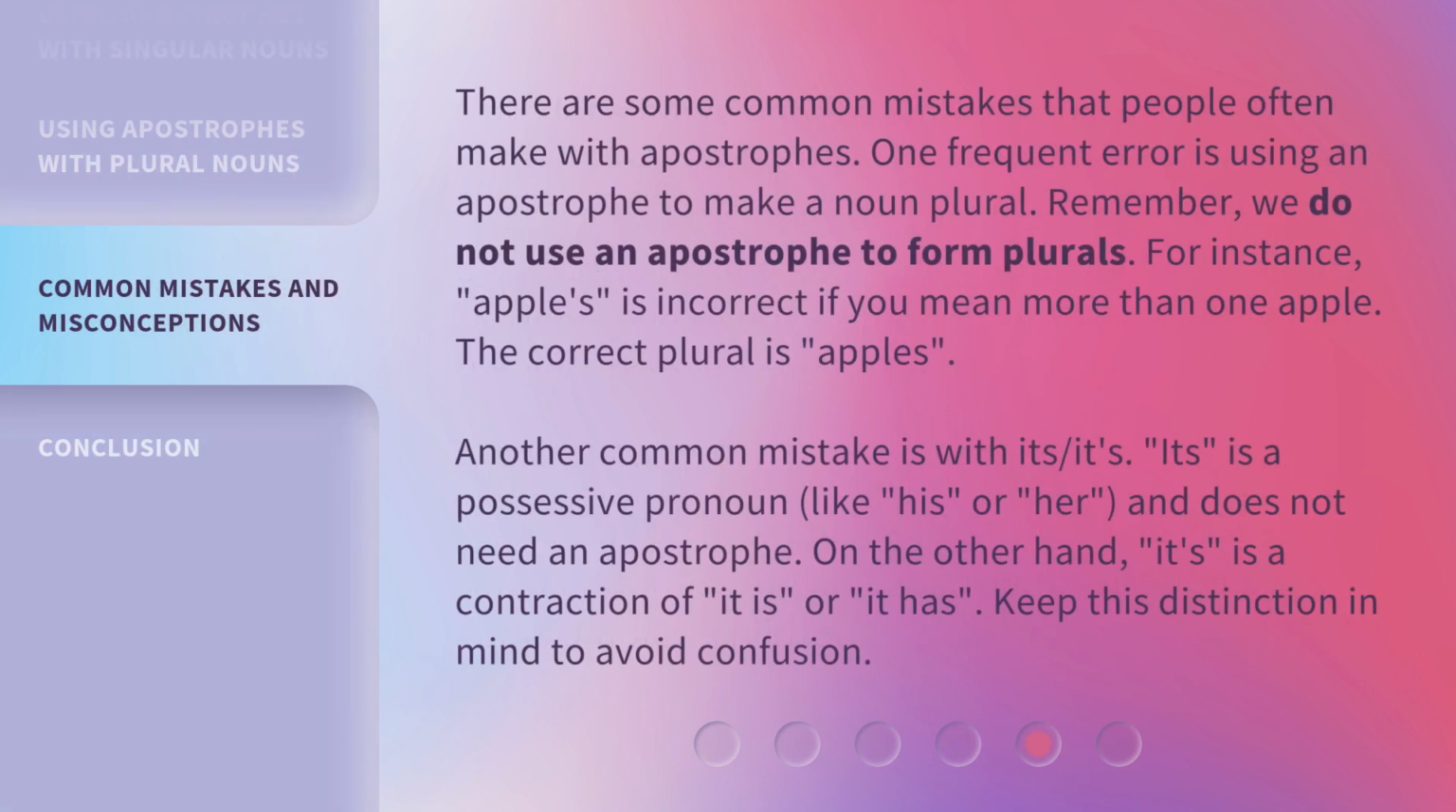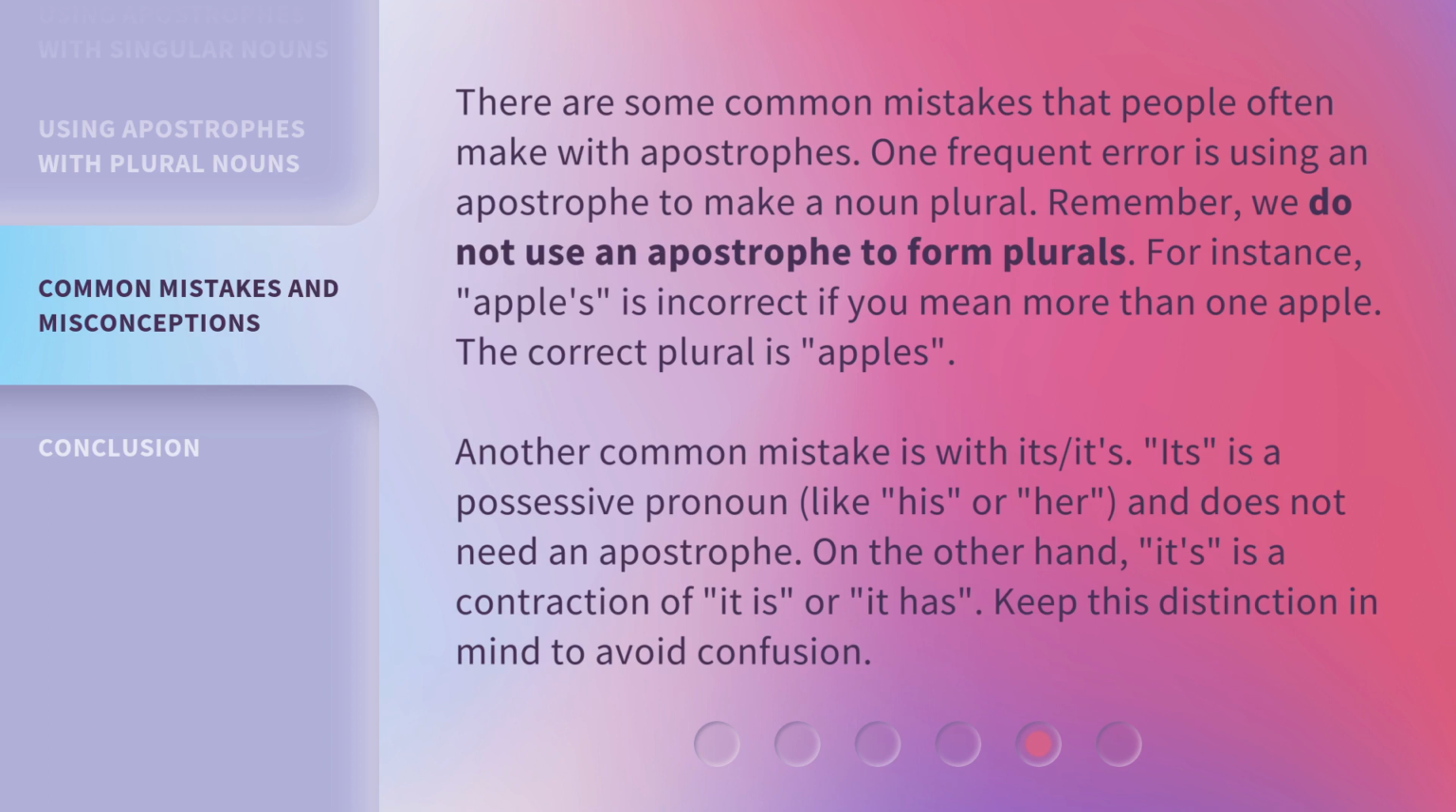There are some common mistakes that people often make with apostrophes. One frequent error is using an apostrophe to make a noun plural. Remember, we do not use an apostrophe to form plurals. For instance, apple's is incorrect if you mean more than one apple. The correct plural is apples.